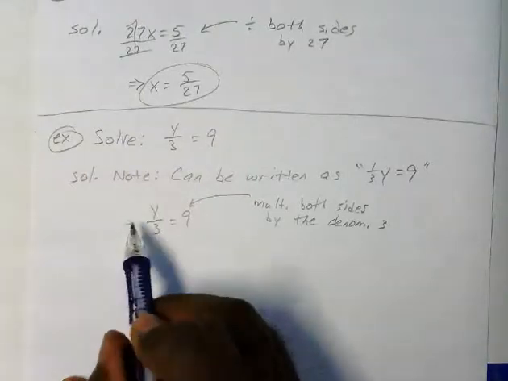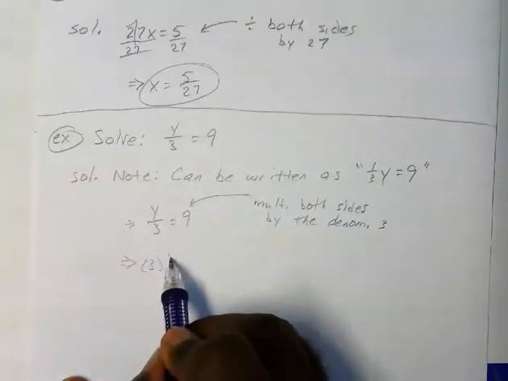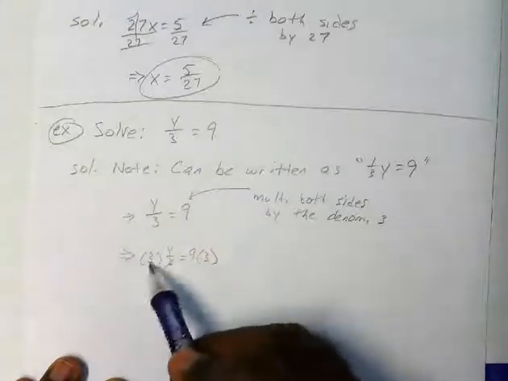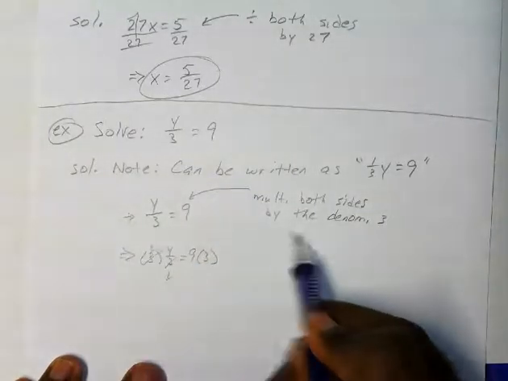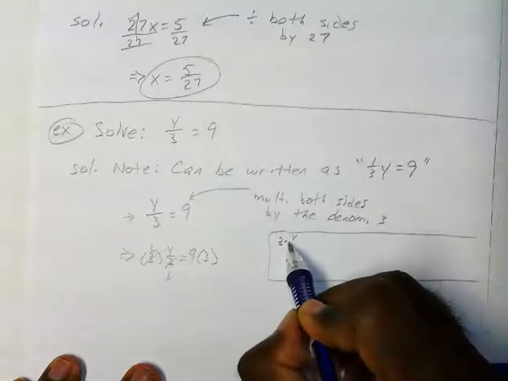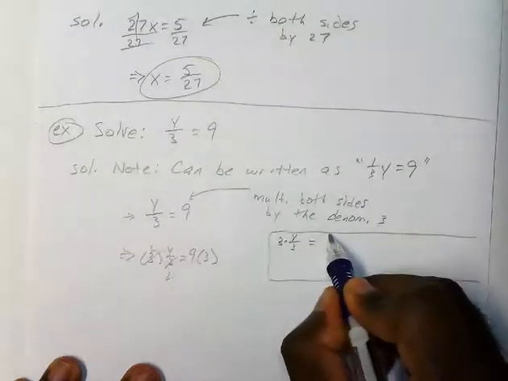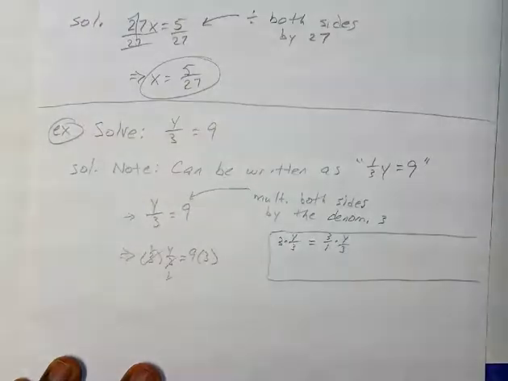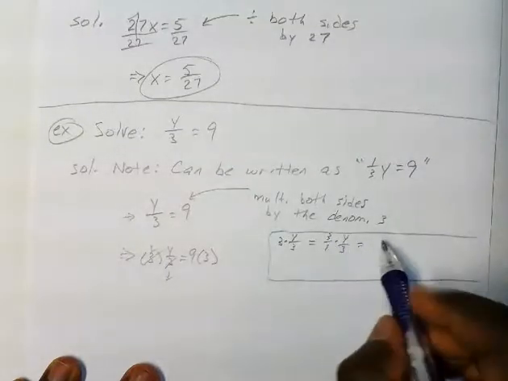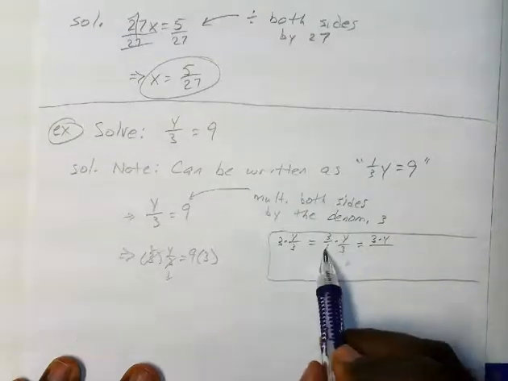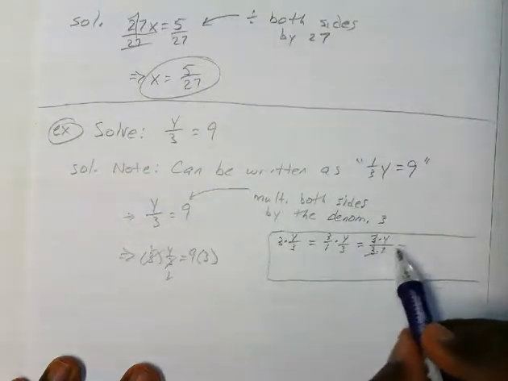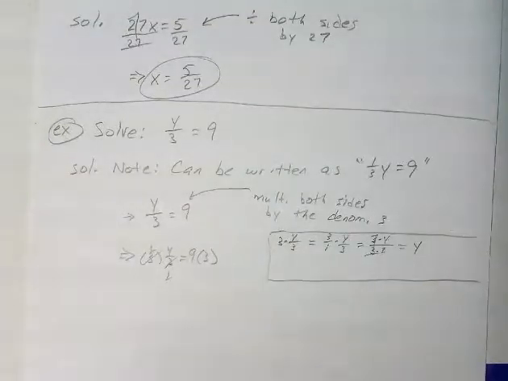That would give us 3 times y over 3 equals 9 times 3. These two 3's will cancel each other out, and here's y, in case you were wondering. If you have 3 times y over 3, that's the same as saying 3 over 1 times y over 3, because 3 is just 3 over 1. You can multiply 3 times y over 1 times 3. Anything divided by itself is just 1. So you have y over 1, which is just y. Remember, anything divided by 1 is just that value.